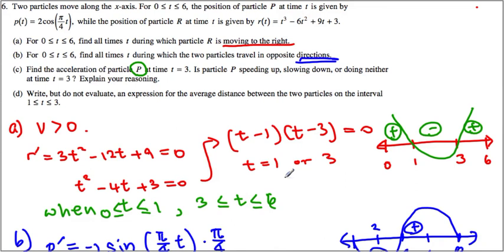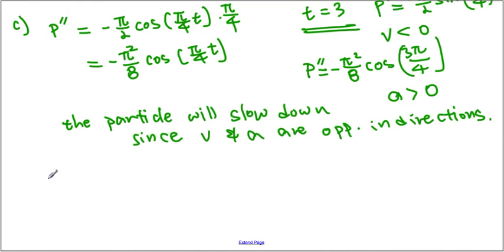Let us look at part D. Write but do not evaluate the expression of the average distance. Now, average talks about some sort of mean value theorem, but we're looking at the average of what? Average of distance between the two particles. Distance can be calculated by the difference between two positions, but distance, since it's a scalar quantity, we have to put the absolute value. So number D would have been this. We are getting the absolute value of r of t minus p of t.